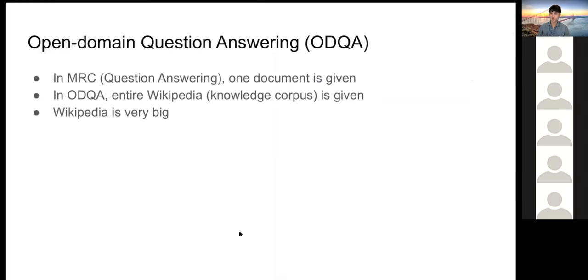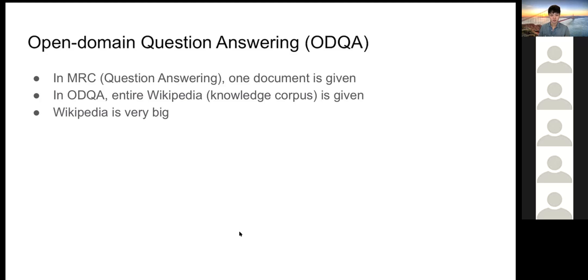Then what is open domain question answering? In MRC or question answering, we're assuming that one document is given. In ODQA, open domain means that there is no restriction on the domain. Maybe it's not the best term to describe it, but when we say open domain, we mean that we don't want to be restricted to just one document, but want to look at everything in the world. Of course, it's really hard to define everything in the world, especially if you're trying to formulate this problem in a constrained setting.